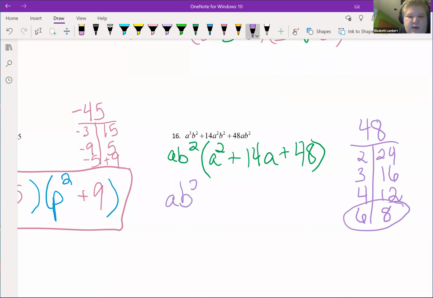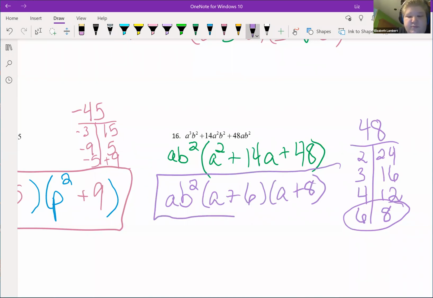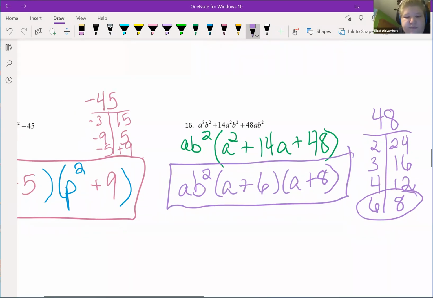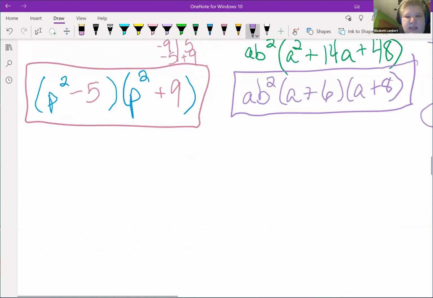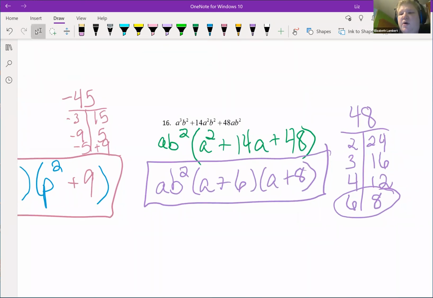So AB squared up front, A plus 6, A plus 8. There we go. Lots of factoring with lots of life tips. Sorry for all the moving. That is it for this one. Next video will be AC factoring. That is as ugly as it gets. That will do the job every time.